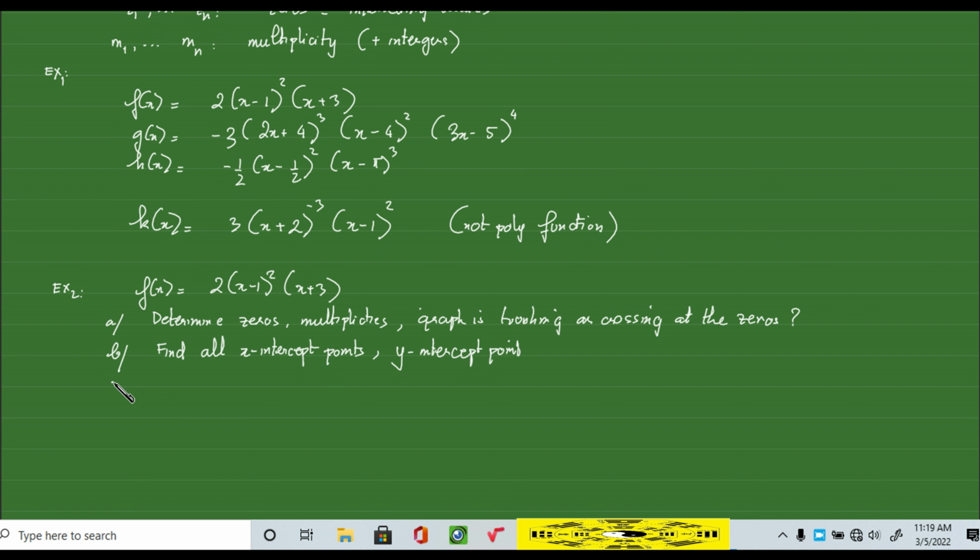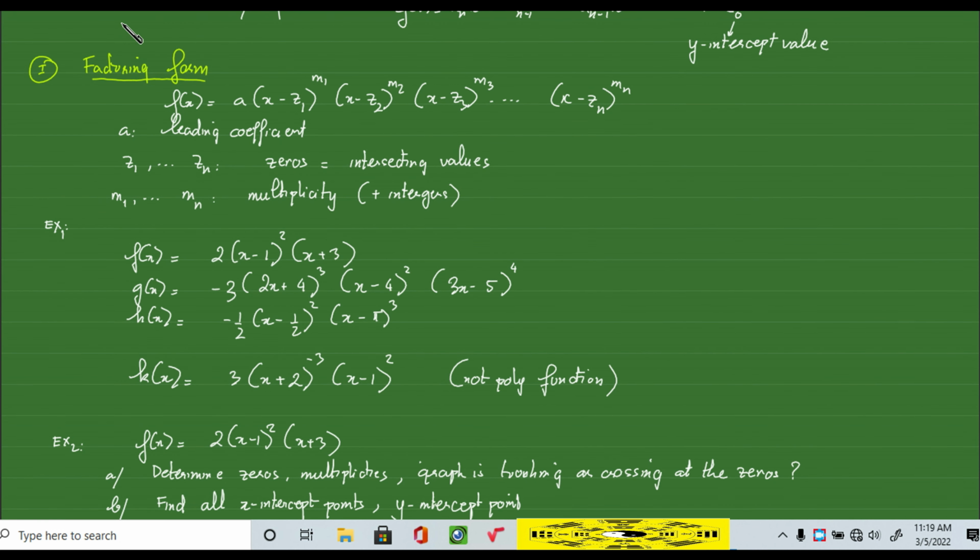Okay, and part C, I want you to find the ending behavior for this. Alright, so before we start answering the first question, I'm going to add a little bit of information for you to determine whether or not the function is crossing or touching at a certain 0.